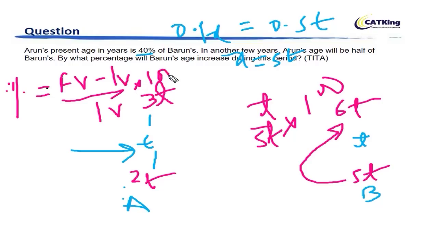I am going a little slow so that you understand the concepts really well, because you might get similar questions. You will not get the same question in CAT again, but you may get a similar question, right? So I hope this part is very clear to you. So what is your answer? The answer is t upon 5t into 100, which is 20%, right?